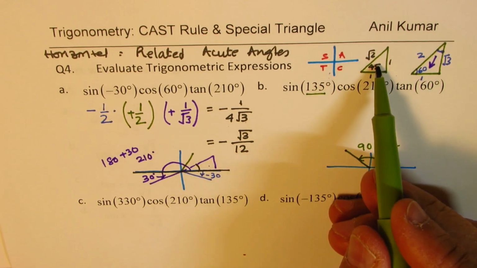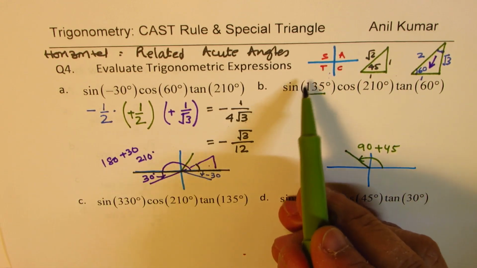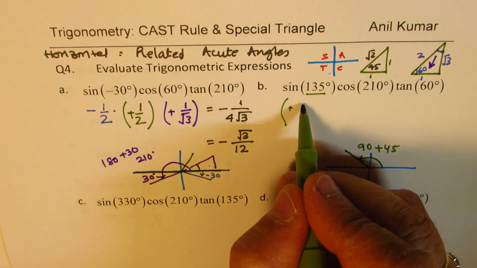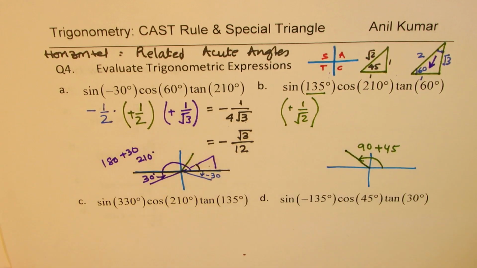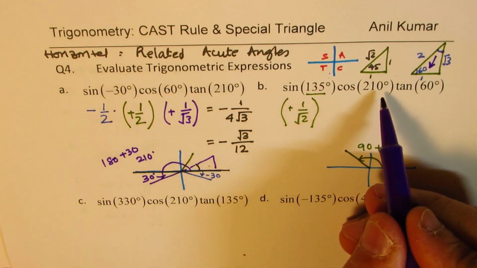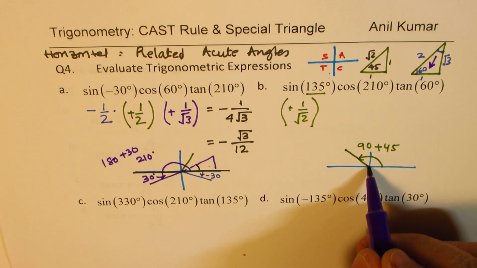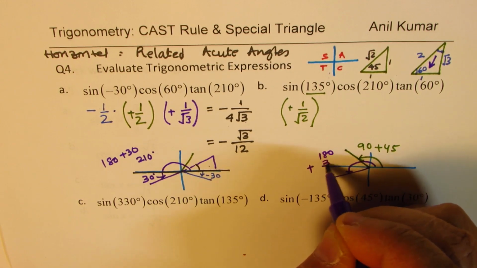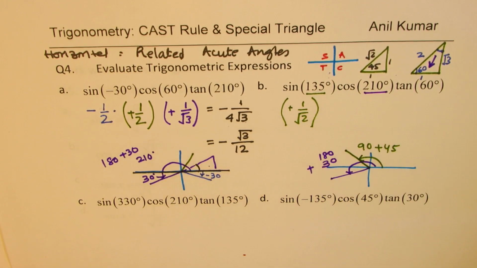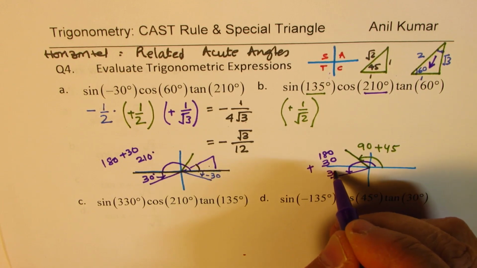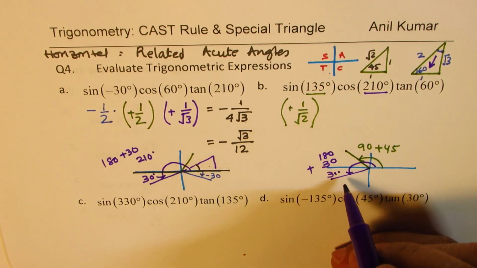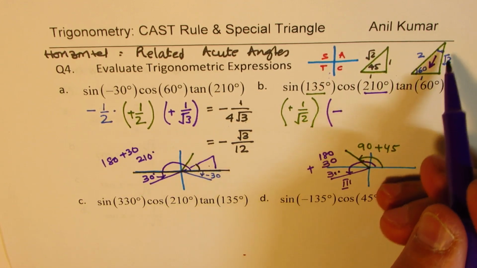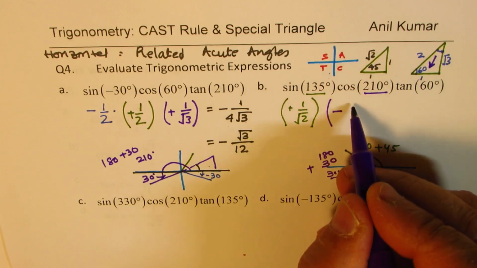45 means we have to look into this triangle, and quadrant 2 means sine is positive. So sine is positive, 45 degrees, value is 1 over square root of 2. Clear? Now, for cos of 210 degrees, 210 degrees means you are here, which means it is 180 plus 30 to give you 210 degrees. So we have to look into this angle 30 degrees for cosine, but we are in quadrant 3 this time. In quadrant 3, cosine is negative, right? And for 30 degrees, cosine is square root 3 over 2.